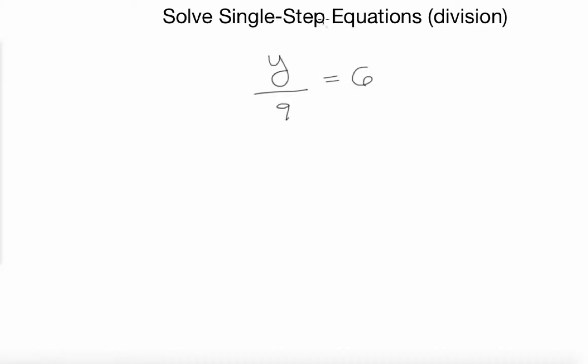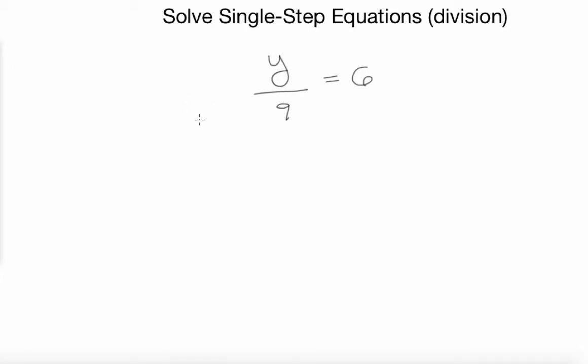Alright, moving on. We have one more last problem here with solving single step equations. We've done an example of addition, subtraction, multiplication. Now you can see here we have a variable y. It's being divided by 9. And when I take y and divide it into 9 pieces, it equals 6. So if I think about this in division, I'm taking that y value, I'm splitting it into 9 groups, and each group ends up being a value of 6.